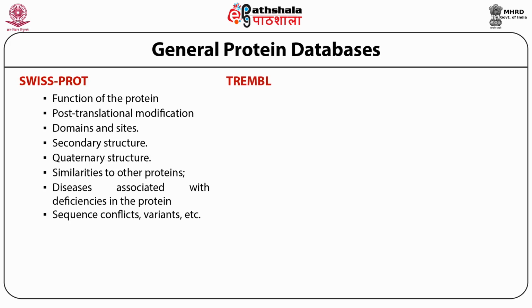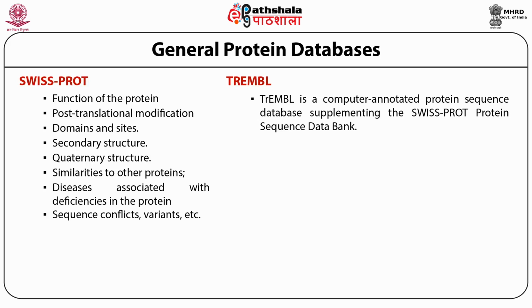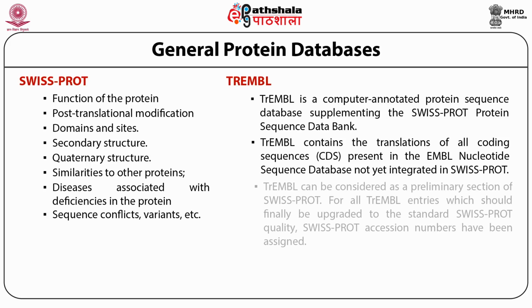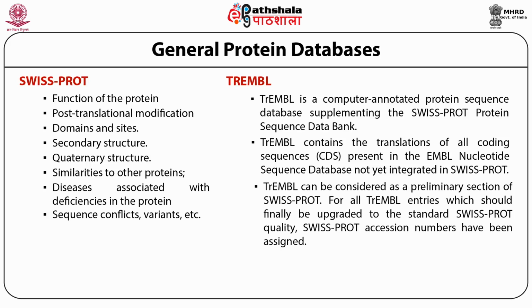The other one is TrEMBL, the translated European Molecular Biology Laboratory database. It is the translated version of EMBL, a computer-annotated protein sequence database supplementing the Swissprot protein data bank. TrEMBL contains the translation of all coding sequences present in the EMBL nucleotide sequences and not yet integrated in Swissprot. TrEMBL can be considered a preliminary section of Swissprot, for all TrEMBL entries should finally be upgraded to the standard of Swissprot quality, and Swissprot accession numbers assigned. So there is some sort of integration between TrEMBL and Swissprot.